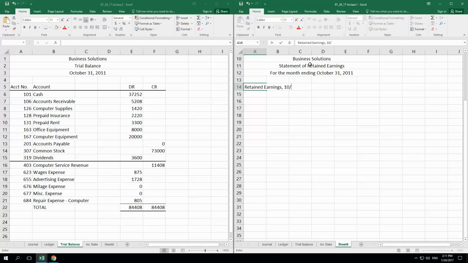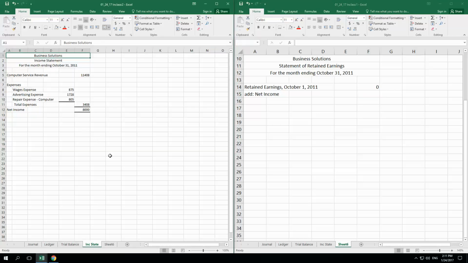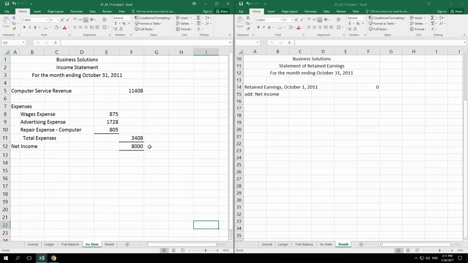10 October 1, 2011. What was it? 0, right? And then we'll go add net income. Where am I going to get the net income? Income statement, right? So here's my income statement. I'll pull that 8,000 over.